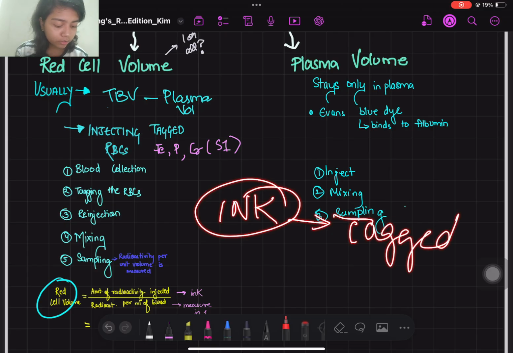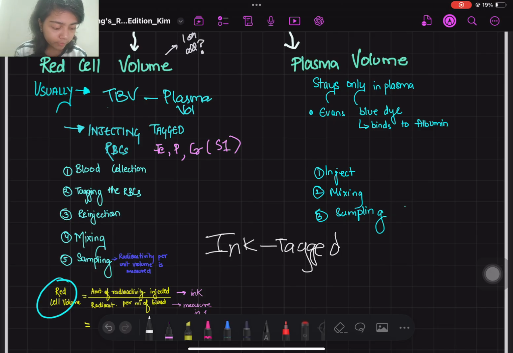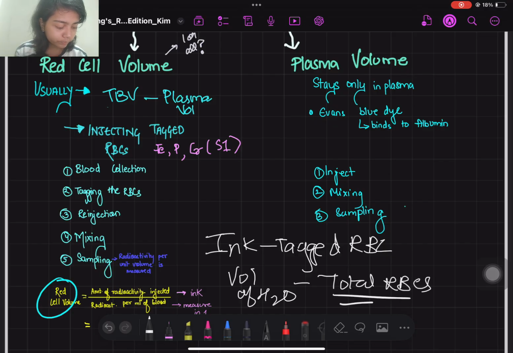So ink is your tagged RBC, and the volume of water in the bucket is your total RBCs. Basically that is your red cell volume, the volume of the total RBCs.